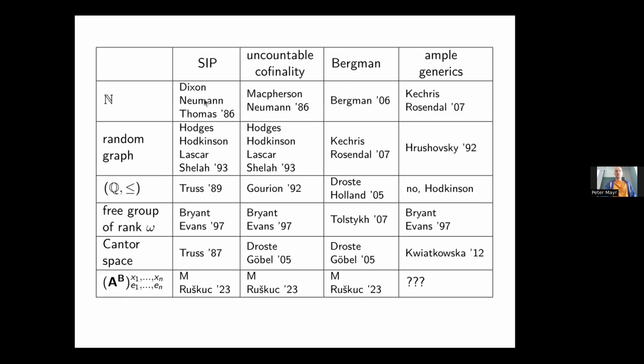Just to point out in this table here, all my examples are omega categorical also, except for this free group of countable rank. So this is somewhat an outlier in the results as well.